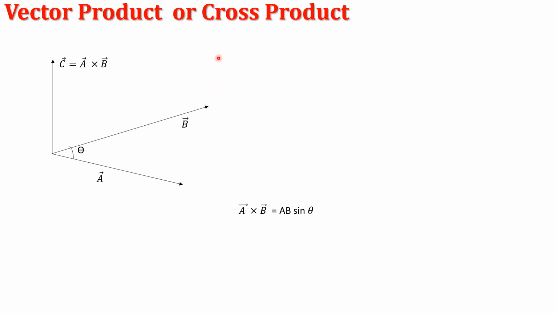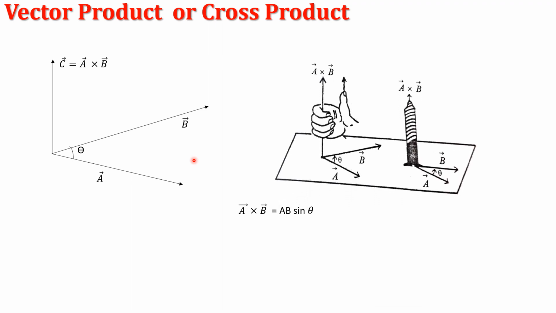That cross product we explain with the help of the right-handed screw rule or right hand rule. Now what is the right hand rule? The curled fingers give the rotation of vector A to vector B through the small angle theta, and the outstretched thumb indicates the direction of the vector product.